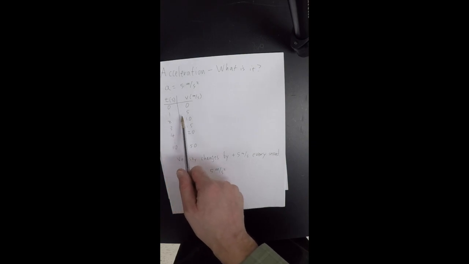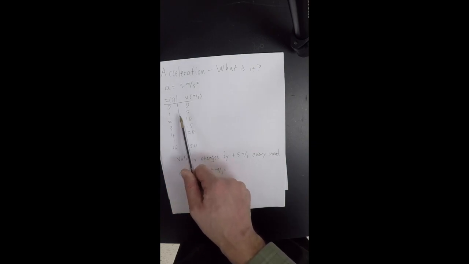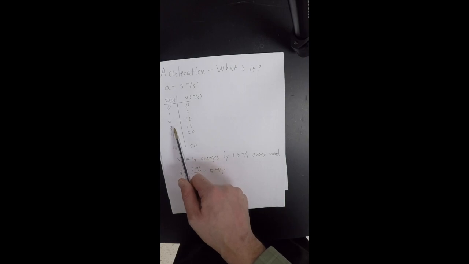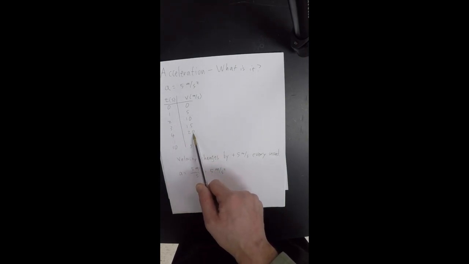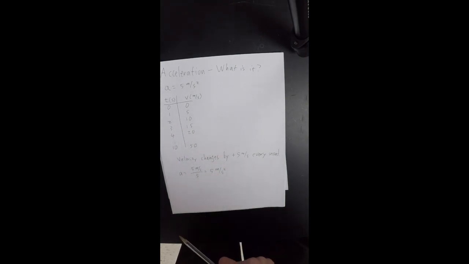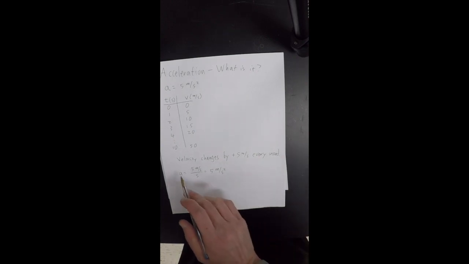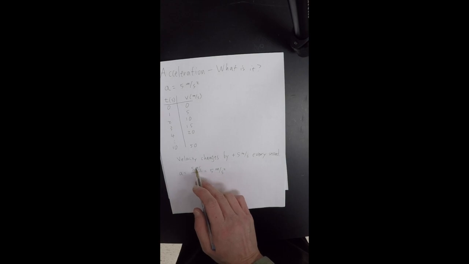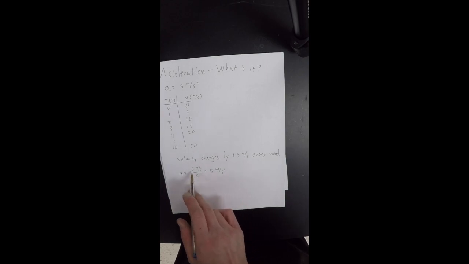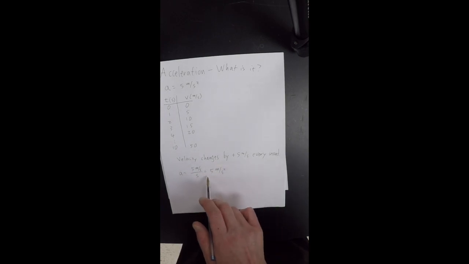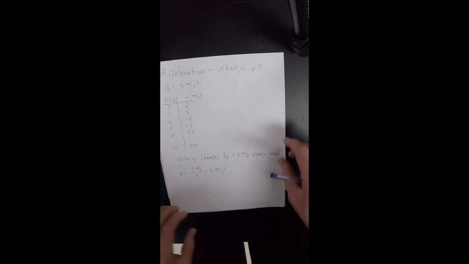After 1 second, something's going 5 meters per second. 2 seconds, 10. 3 seconds, 15. 4 seconds, 20. As you can see, the velocity changes by 5 meters per second every second. So we can write this down as acceleration equals the change in velocity over change in time, which is 5 meters per second divided by seconds, and we can simplify the units by writing that as 5 meters per second squared.